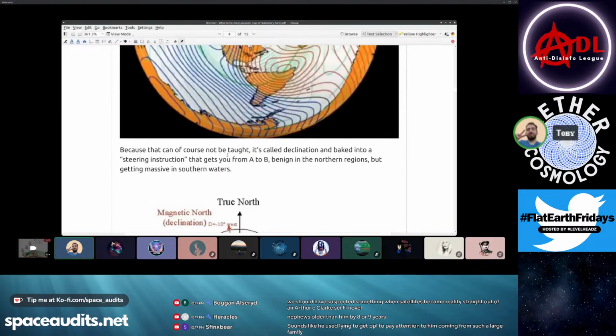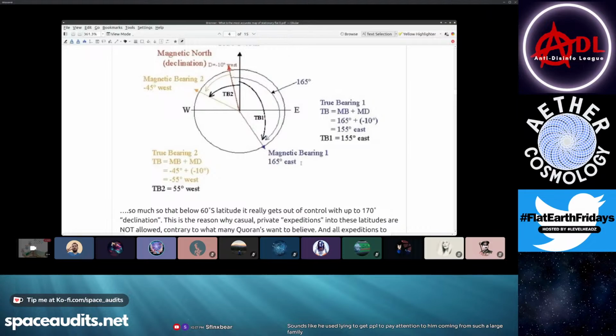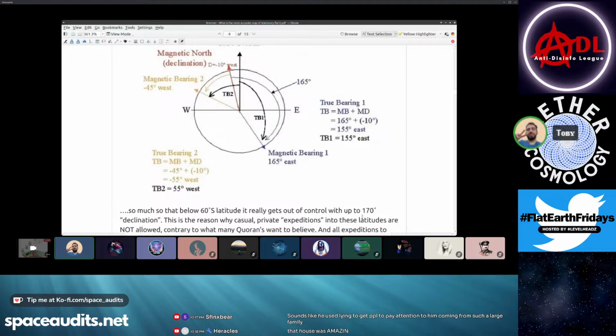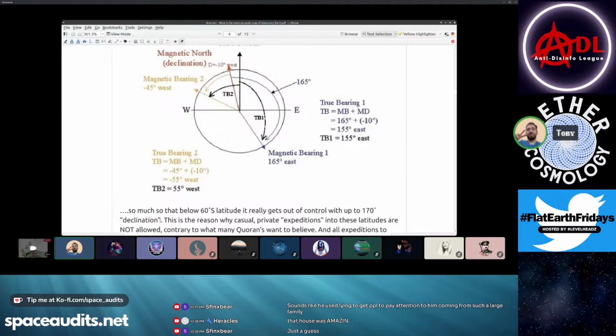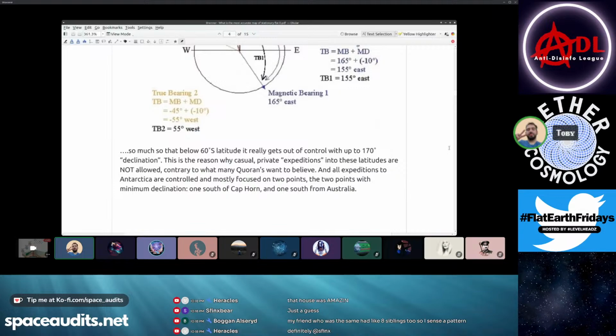Because that can, of course, not be taught, it's called declination and baked into a steering instruction that gets you from A to B, benign in the northern regions, but getting massive in the southern waters. So here you have a diagram with true north and magnetic declination. So much so that below 60 degrees south latitude, it really gets out of control with up to 170 degrees declination. This is the reason why casual private expeditions into these latitudes are not allowed, contrary to what many believe.